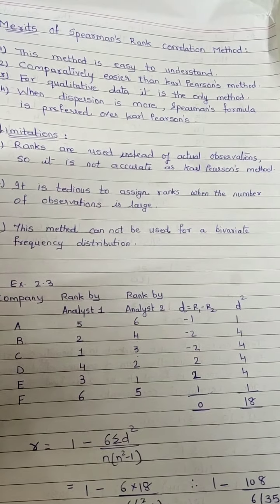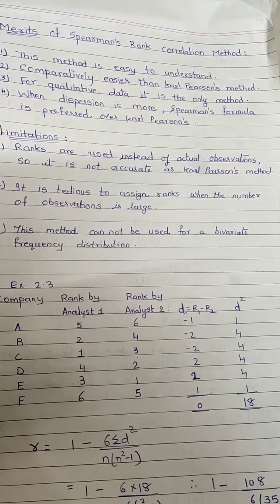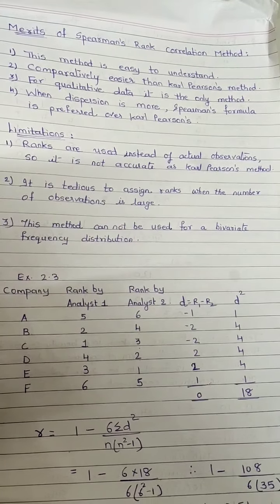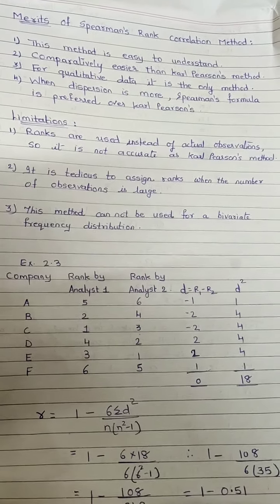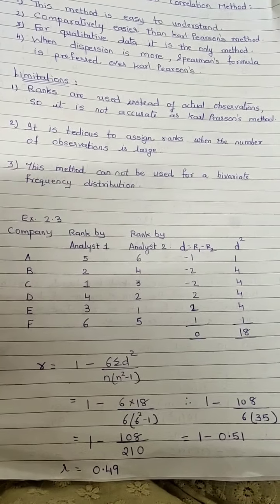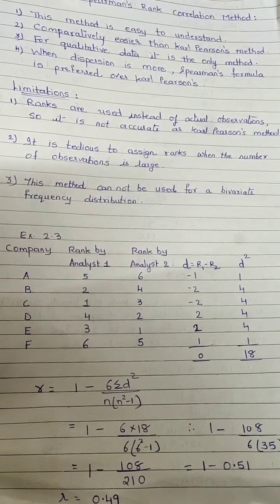Let us see one sum. Exercise 2.3. We are going to see this sum. Company A, B, C, D, E, F.